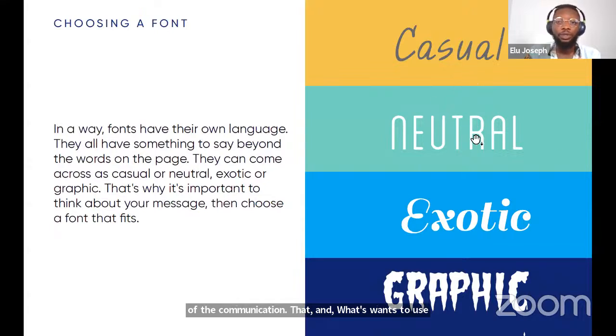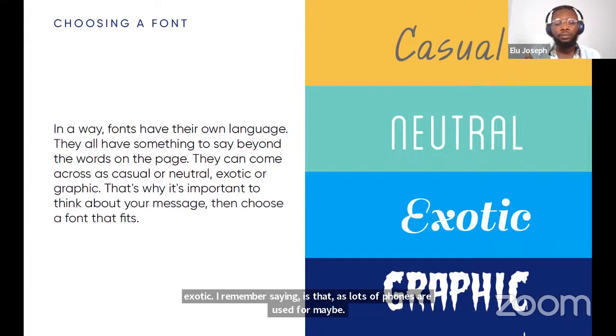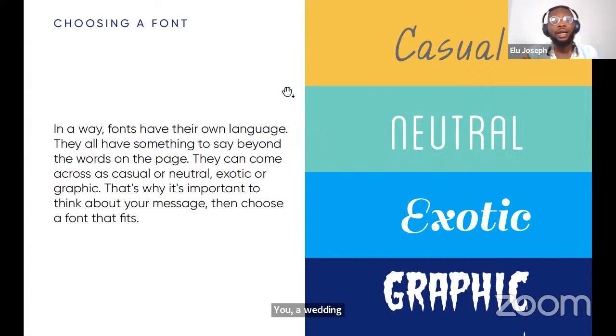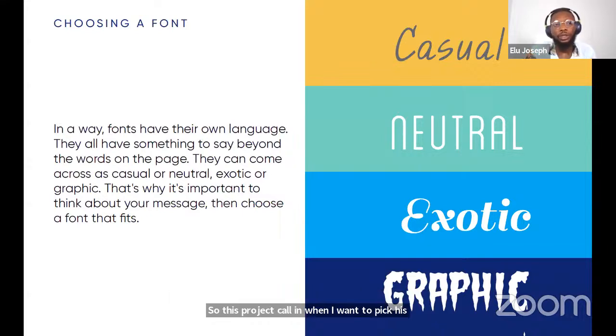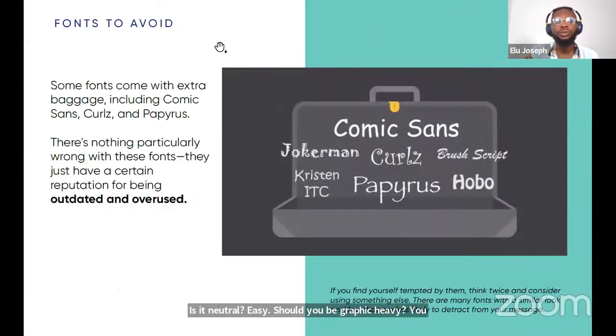So it could be casual, it could be neutral, it could be exotic. I remember saying exotic fonts are used for maybe a royal event, a banquet, a wedding invitation. So you just decide, okay, this is the kind of project I want to do. What category does this project fall in when I want to pick a font? Is it casual? Is it serious? Is it neutral? Is it exotic? Should it be graphic heavy? When you decide that, then you can now go into fonts.